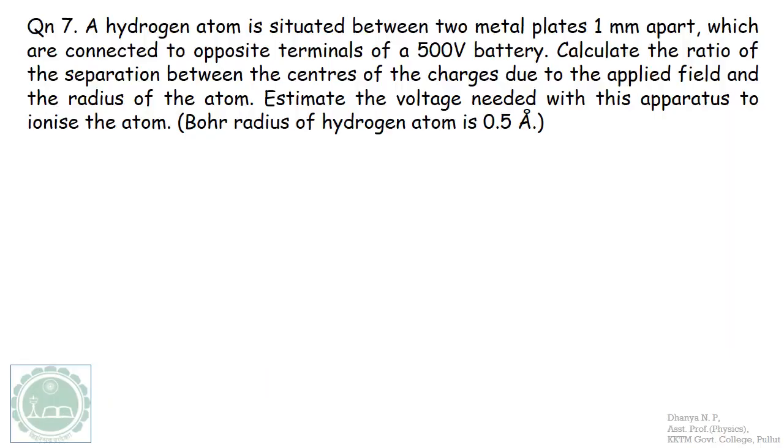A hydrogen atom is situated between two metal plates 1 millimeter apart, which are connected to opposite terminals of a 500 volt battery. Calculate the ratio of the separation between the centers of the charges due to the applied field and the radius of the atom. Estimate the voltage needed with this apparatus to ionize the atom. Given Bohr radius of the hydrogen atom as 0.5 angstrom.